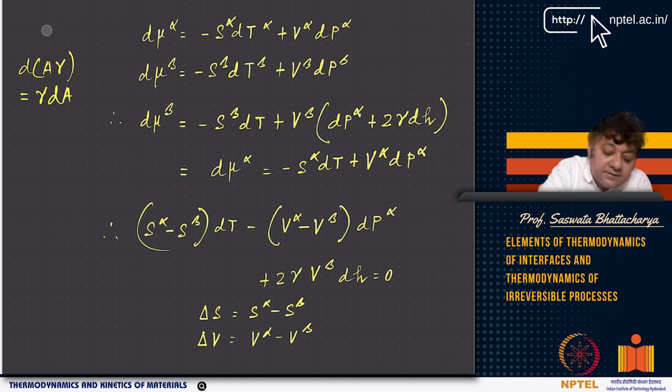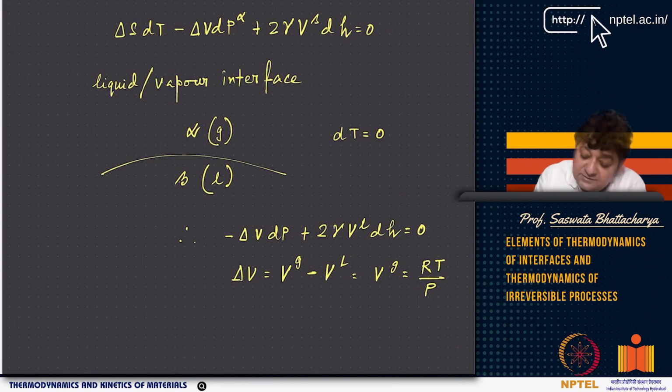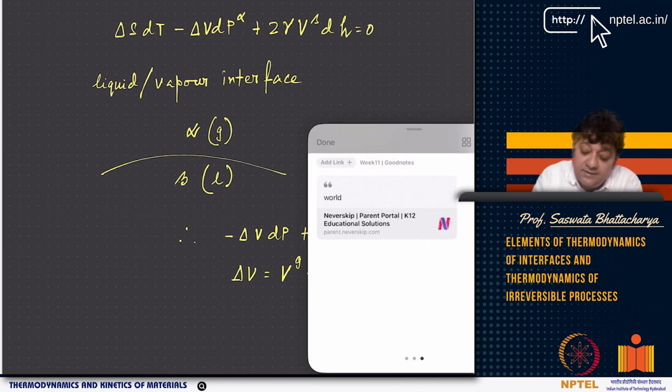So that's that. Now if I am looking at that, I get this delta V, which is V gas minus V liquid. But V gas minus V liquid is very small compared to V gas. So basically delta V is nothing but V gas. V gas is nothing but RT by P.